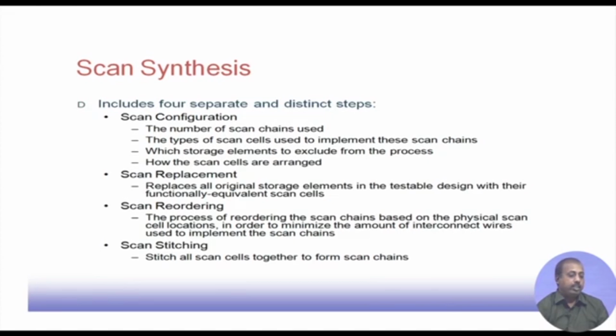Then we do a scan reordering, reordering the scan chains based on the physical cell locations. Because between two successive scan cells I should have a connection. If the two cells are located far away, then the wire that will run will be long. So I need to find a proper path for all these scan cells to be put onto a chain, so that the length of these interconnects is the minimum. For that purpose I may need to reorder the cells, so that I can minimize the amount of interconnect wires.